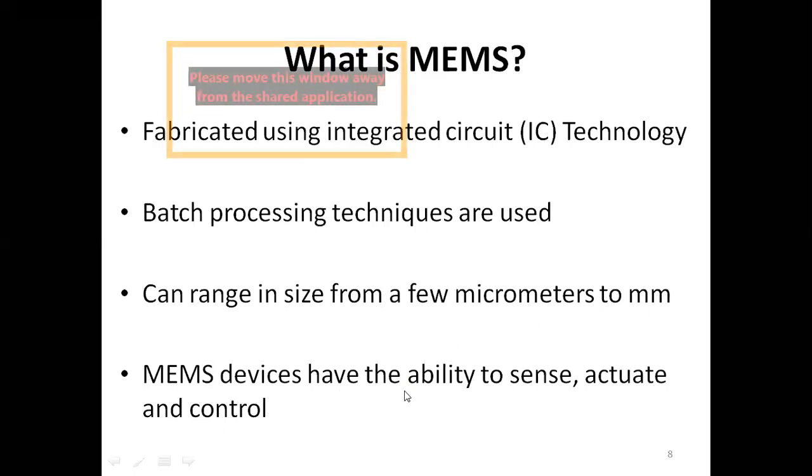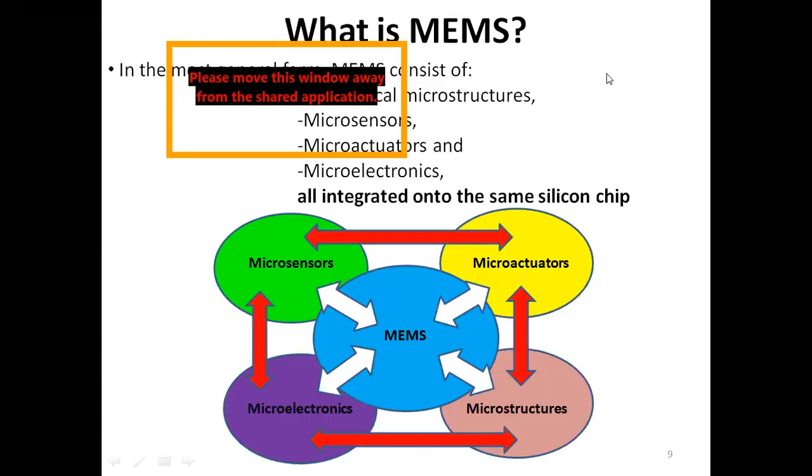MEMS devices have the ability to sense, actuate, and control. They could be used as a sensor, actuator, or you could also use them to control the system.